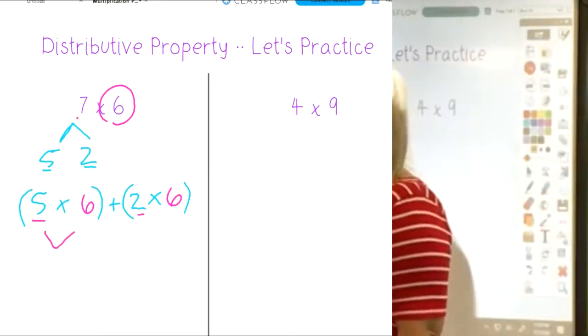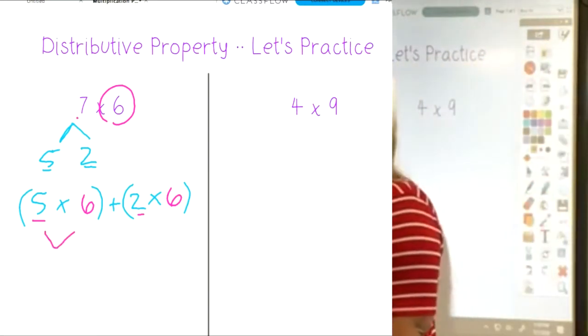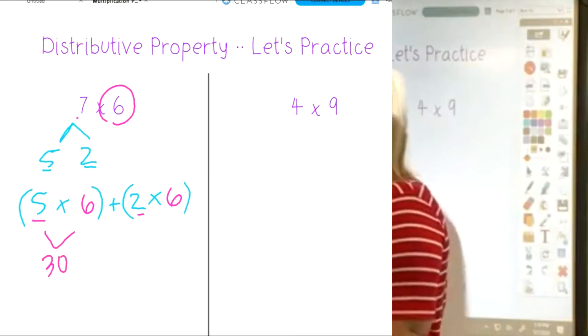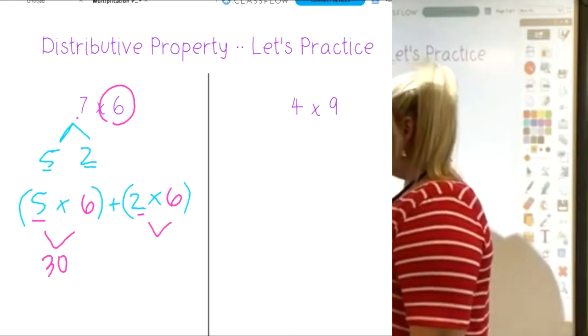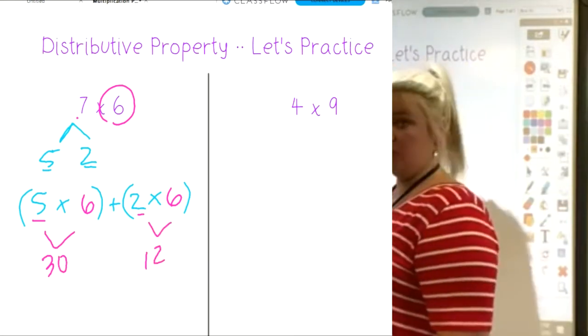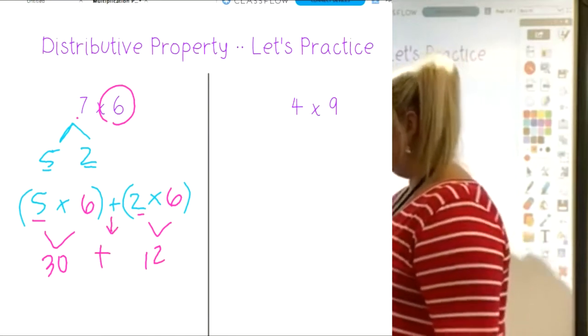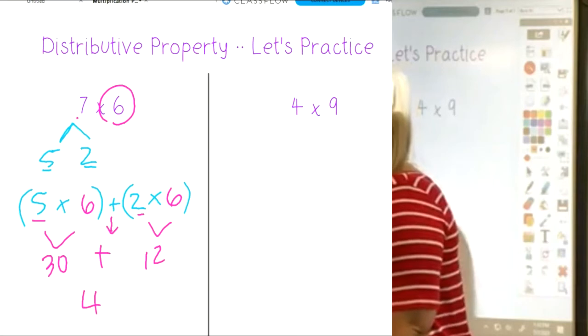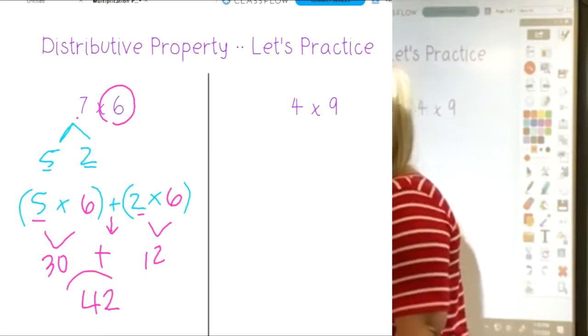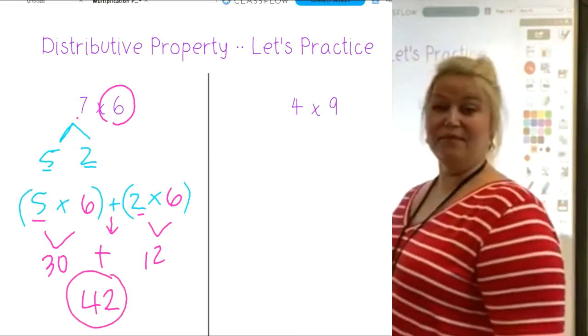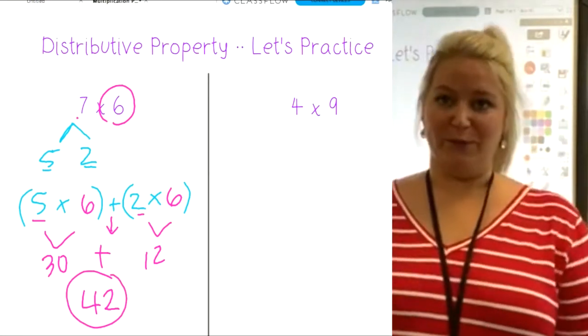So now I can go ahead and multiply like regular. 5 times 6 is 30. 6 times 2 is 12. Well, when I add those 2 numbers together, because I bring down my addition sign, that's going to give me 42. So 6 times 7 is 42.